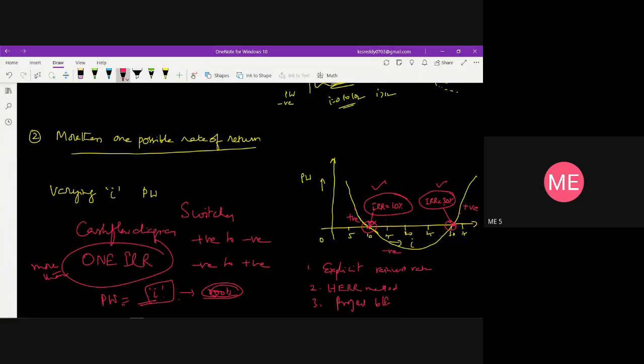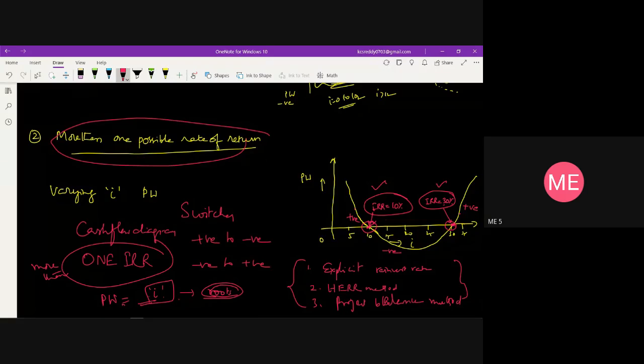So to overcome this, where we are going to get more than one possible rate of return, we can convert these cash flows into single direction cash flows. Then after converting this, we can use these kinds of methods: the explicit reinvestment rate of return method, the historical external rate of return method, and the project balance method. So this is the second misconception of IRR.